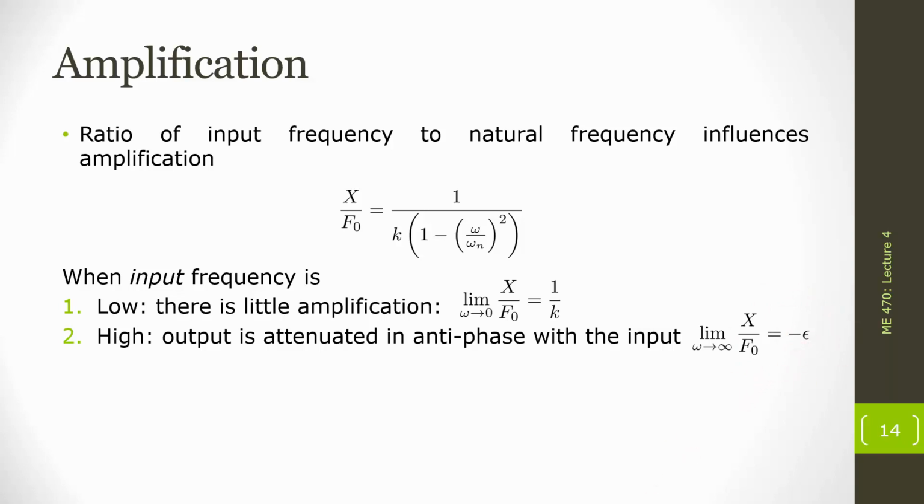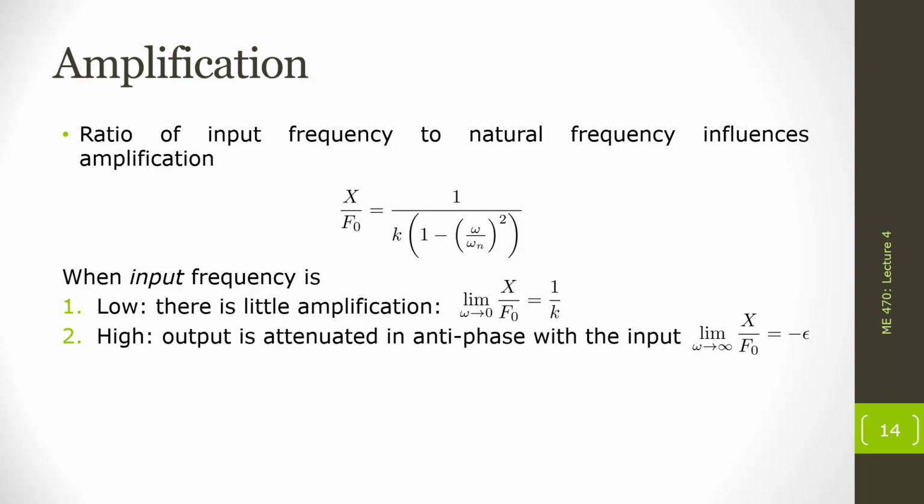So that ratio will get smaller and smaller, and it's going to be in antiphase, meaning when the maximum force is being applied, we're going to be at the minimum position and vice versa in these oscillations. So high frequencies will give us a very attenuated output amplitude that is in antiphase with the input.